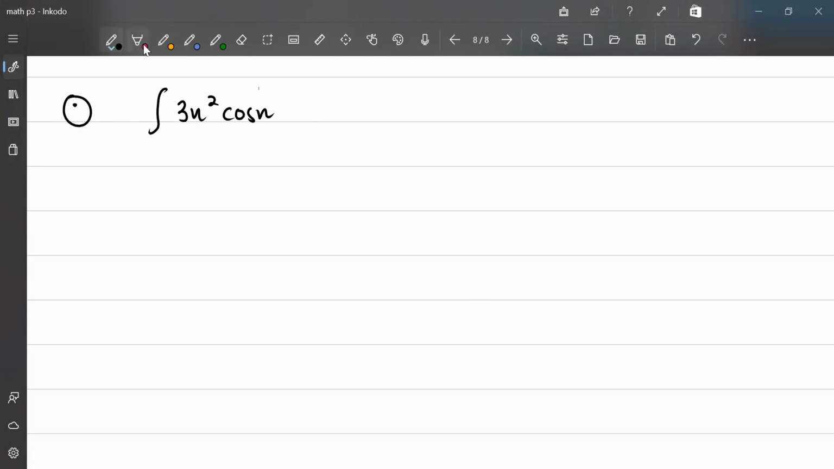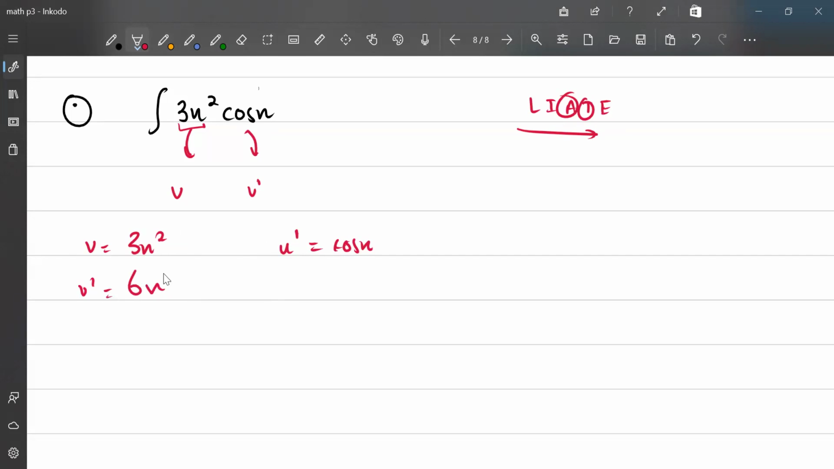All right. Start by writing LIATE. This whole thing is an algebraic function, so it would be v, right? And this is trigonometric, so it would be u dash, which comes afterwards in this order. So we have identified v, which is 3x square, and we have identified u dash, which is cos x. So v dash would be 6x.